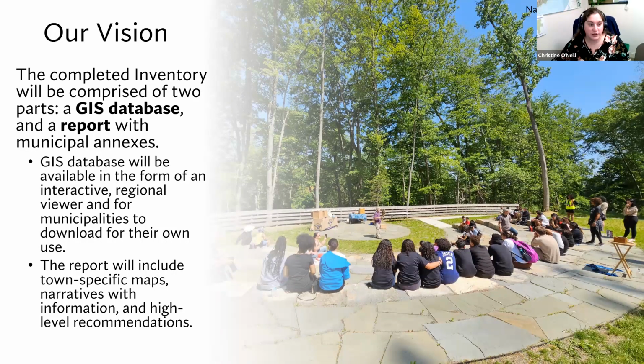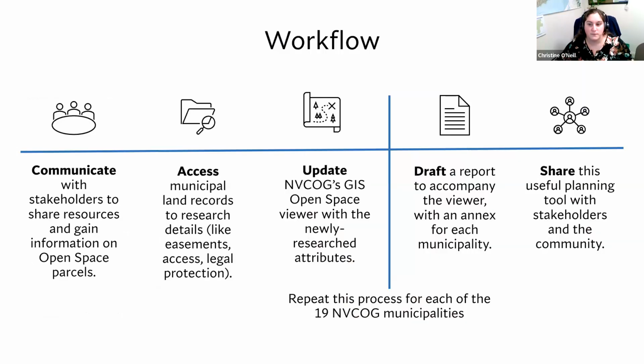So the completion of this project should really yield two specific deliverables. One would be the updated open space map, which will be fed by a GIS database, and we're going to share that information with our municipalities. And the second part is a narrative report that contains municipality-specific annexes. The report is basically going to summarize the information from the viewer in narrative form and then highlight inconsistencies we might find regarding level of protection or calling out priority parcels, which we'll talk about in a moment. So this is sort of how we see it going.